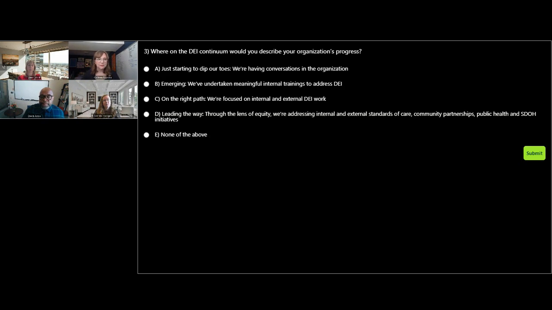Okay, our third polling question: where on the DEI continuum would you describe your organization's progress? A, just starting to dip our toes, B, emerging, C, on the right path, D, leading the way, or E, none of the above?